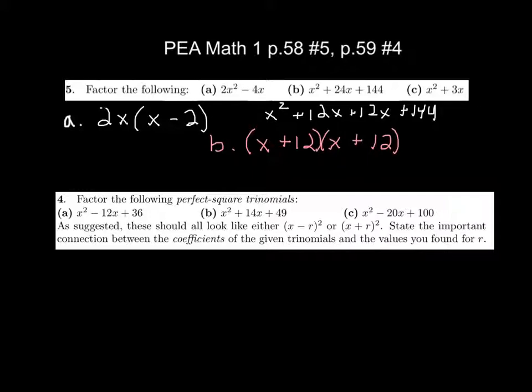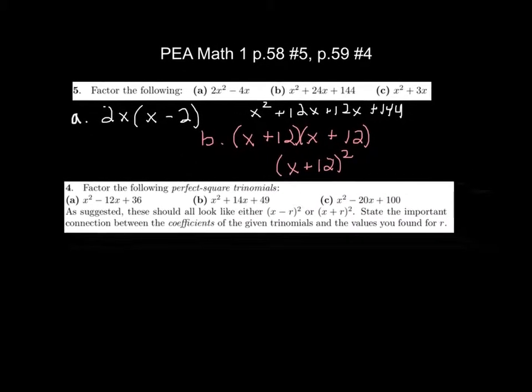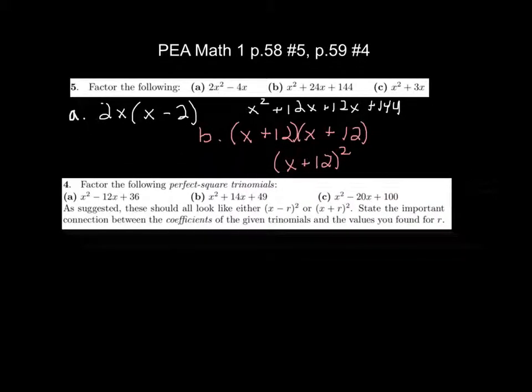Okay, we can simplify this a little bit further, since there's two of the same thing multiplied together, into x plus 12 quantity squared. And that would be your factorization on B. C. On C, it's similar to A.